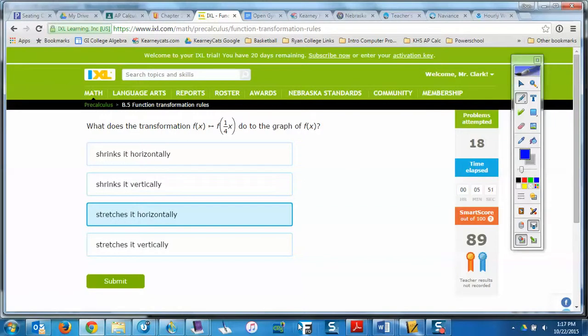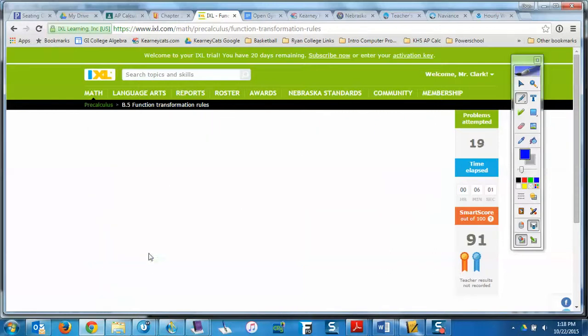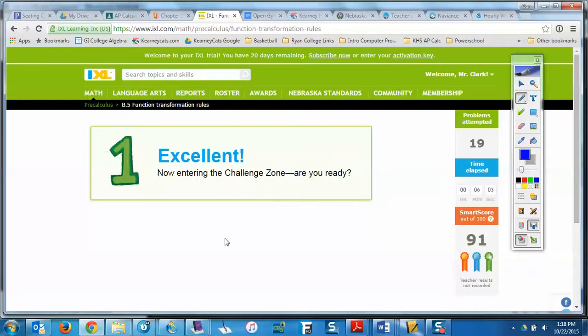Stretch horizontal by a factor of 4. So that means if you have an x value of 1, it's now stretched out to 4. You have a negative 1, it's stretched the other way to negative 4. Okay, stretched horizontal. Oh, hey, we're in the challenge zone.